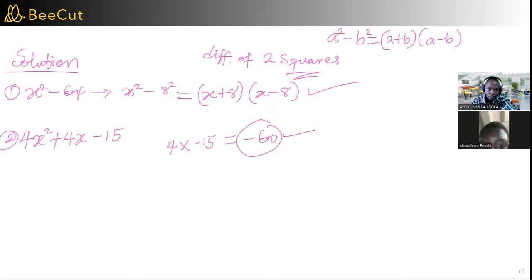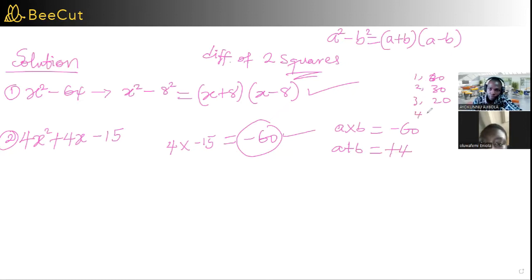So once we multiply, this is what we are dealing with. Now let's look at two numbers that will multiply to give us negative 60, and we will add to give us positive 4. So what are those two numbers? We have to look at all the pairs that multiply to give us 60. I can have 1 times 60, 2 and 30, 3 and 20. But there is no way you add all of these to give us 4.